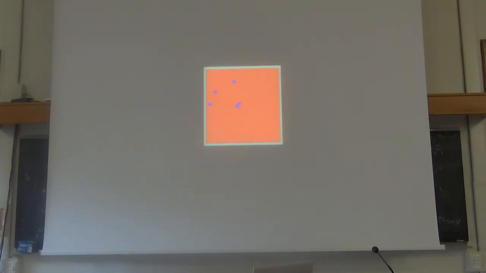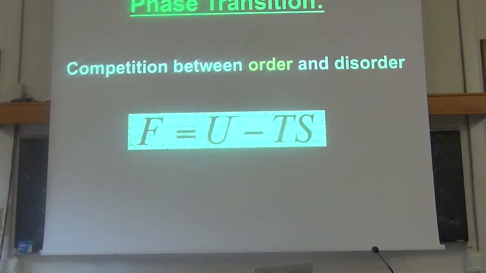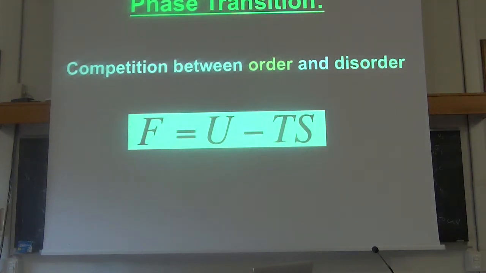So we are changing our parameter, and it's changing the ground state of the system. So phase transition in a nutshell is essentially a competition between order and disorder, and everything is ruled, as you know, by the free energy. And free energy is made of two terms. The first one is energy, and the second one is entropy. And what is the term which makes them competing?